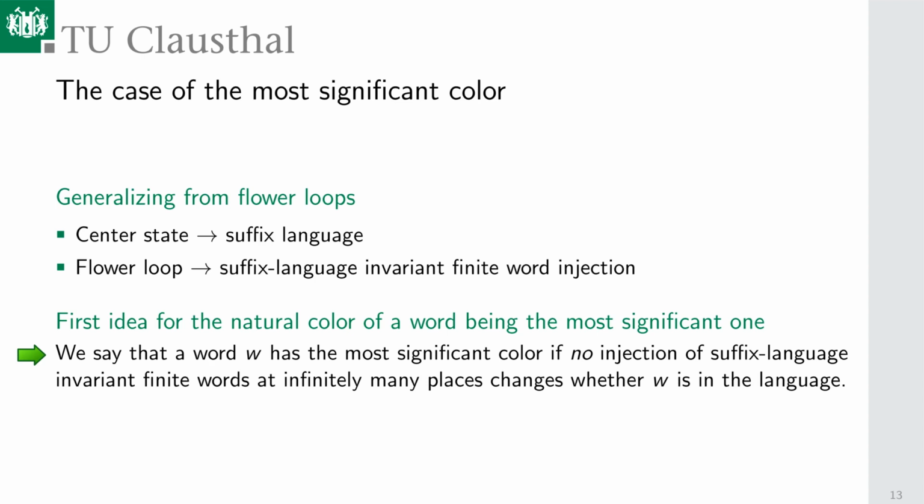This definition indeed captures the idea of flower loops at the language level. If no matter what is injected into the word does not change whether the word is accepted, provided that the injected words are all suffix language invariant wherever they are injected, then this characterizes the most significant color well. Unfortunately, this definition is too strong and not yet what we are searching for. To see this, let us consider an example.